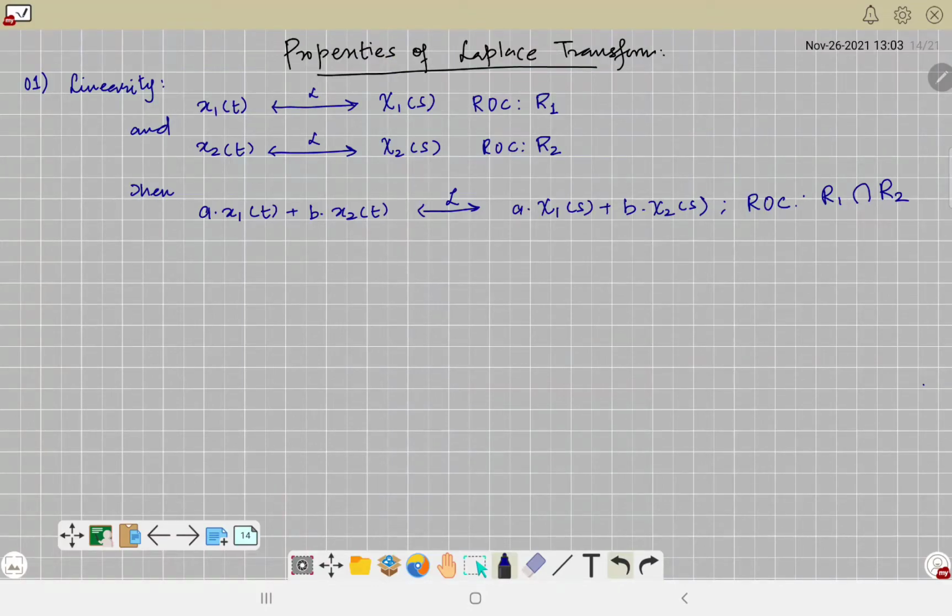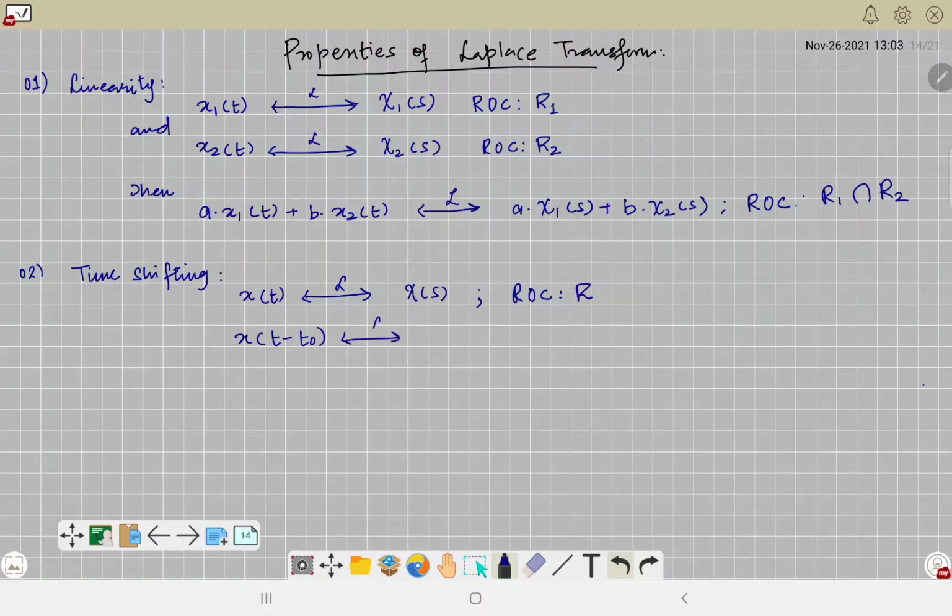Then we had those basic properties. We had time shifting. If we shift in time, what will happen to the Laplace transform? So again, if I start with x(t), it has some Laplace transform, say X(s), and it has some region of convergence R. Then if I shift it by some constant amount t0, its Laplace transform will have an additional exponential factor, fine, and the region of convergence will stay the same.